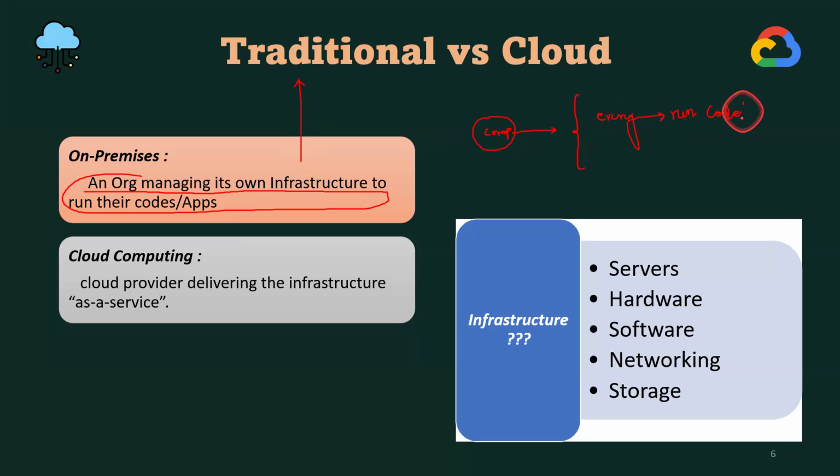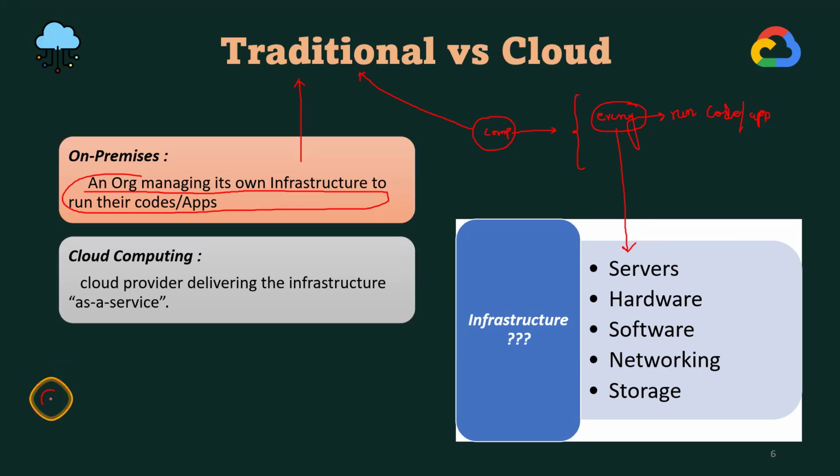Run your code or create your application, they have to manage everything, such as infrastructure. Everything is nothing but servers, or it could be hardware, or software, or networking, or storage. All of these things have to be managed by the company itself for application deployment. We call that company as following a traditional working model.